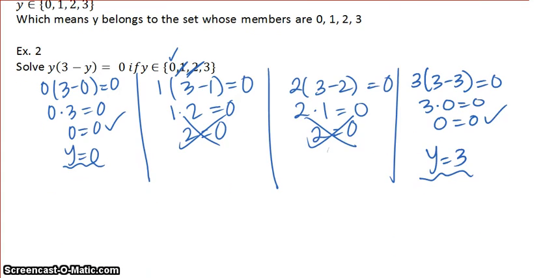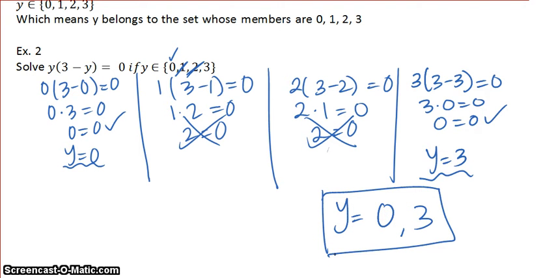So we would write our answer as y equals 0, comma 3. So we have more than one answer, okay? So I'll put a little check there. So our answer would be 0 and 3. Both of them work. There you have it.